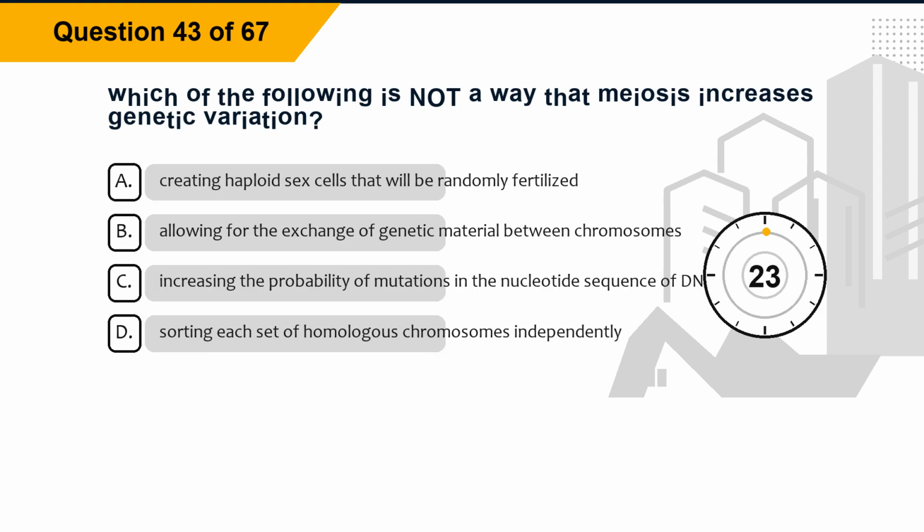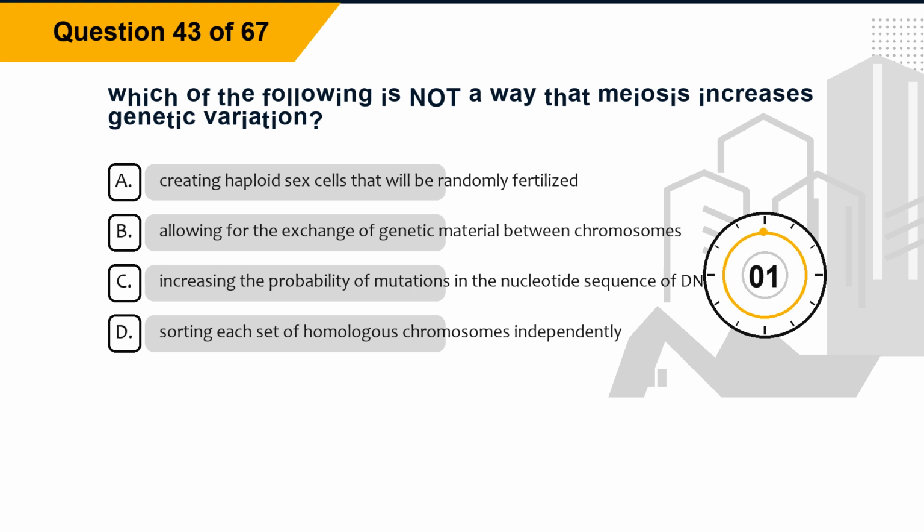Question 43. Which of the following is not a way that meiosis increases genetic variation? Option A, creating haploid sex cells that will be randomly fertilized. Option B, allowing for the exchange of genetic material between chromosomes. Option C, increasing the probability of mutations in the nucleotide sequence of DNA. Option D, sorting each set of homologous chromosomes independently.